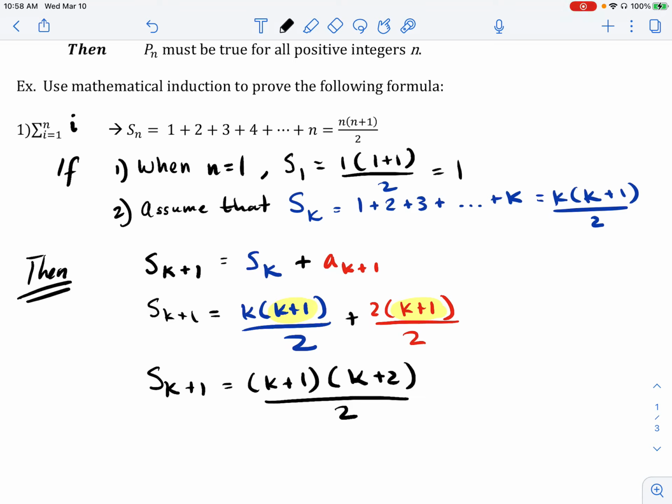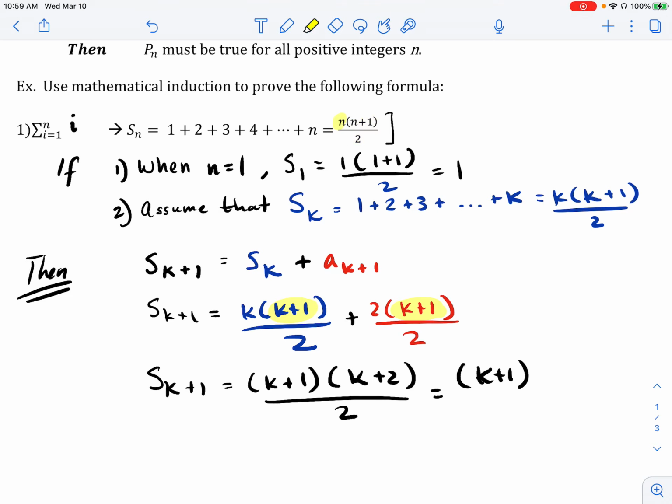Now, I'm going to pause here because I want us to make sure that we understand what we're trying to do. We're trying to show that S sub k plus 1 works, that we are getting this same structure. We want to show that when we substitute k plus 1 in for n, this formula is true. When n is equal to k plus 1, we want this formula to be true. So we want what we have written so far to look like n times n plus 1 over 2. Well, we're pretty close. The only thing we need to adjust is to say the following. So let me match this up as I go along.